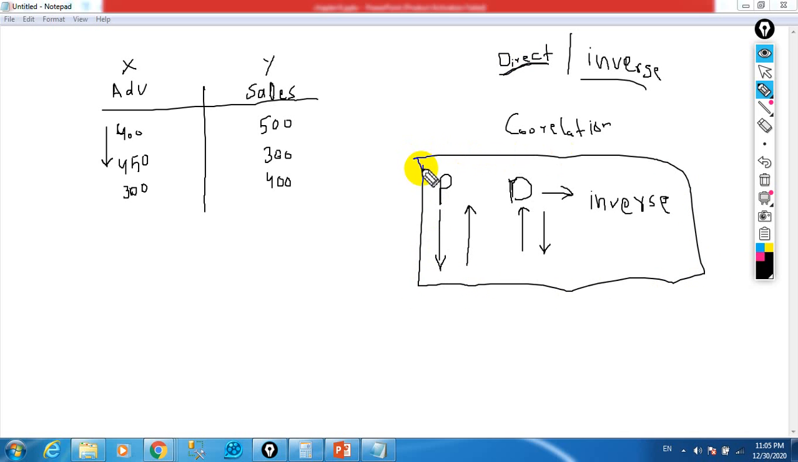So if we want to find the value of, for example, x and y, for example if the price is 1000, what will be the demand? Fine. So in this case, when we want to find this value, we are using correlation.